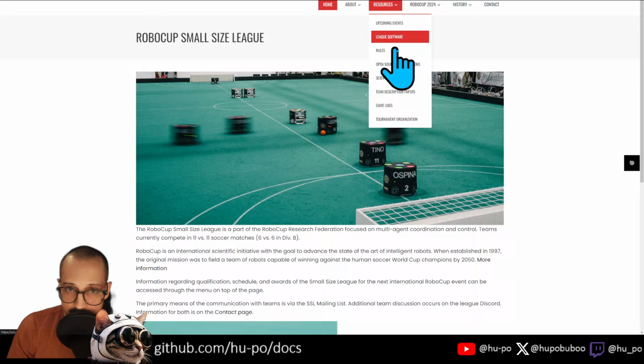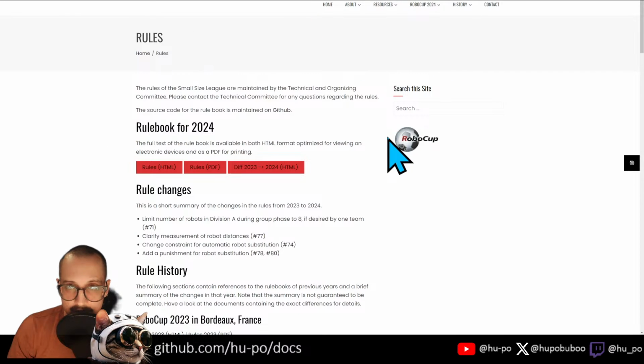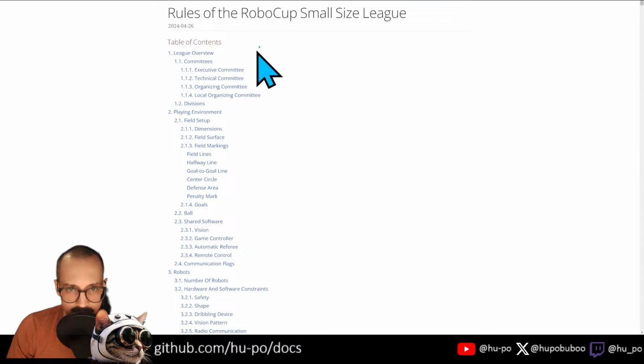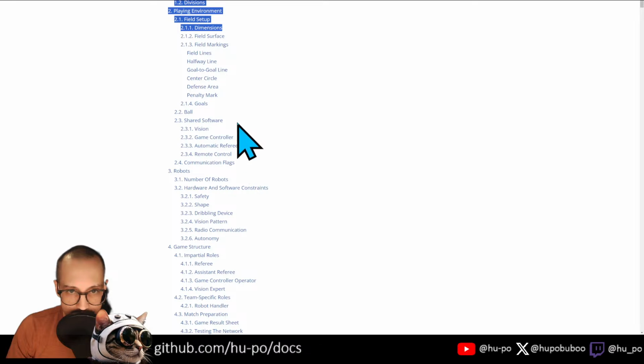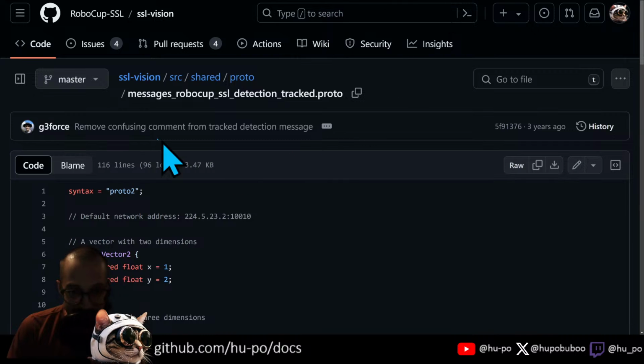So if you go here into the RoboCup resources and rules, here's the 2024 rules. We can click on the 2024 rules, and you see they have all this stuff, but you have this shared software, right? So what do they mean by that? And you can actually go here into the RoboCup GitHub. This is a proto, which is a type of message, right?